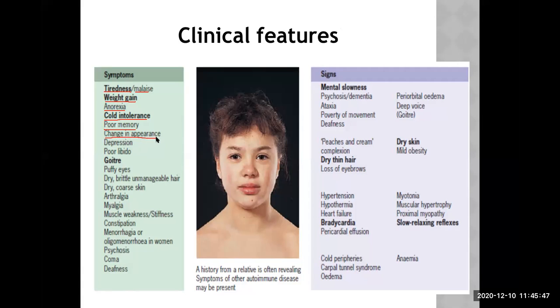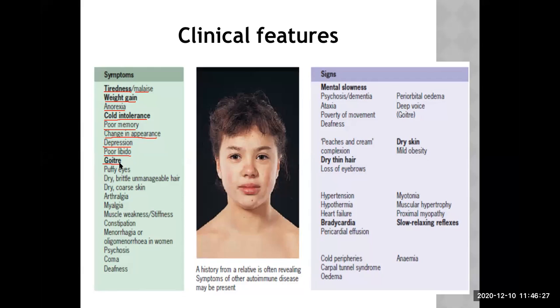Change in appearance, this is called coarse appearance, because of the deposition of connective tissue substance on the face. The facial appearance is not normal. It looks like a puffy face, like a swollen face. But remember, this is not a fluid collection. This is mucopolysaccharide collection around the eye and on other areas of the face. Depression is an important feature. Poor libido, there is a decreased sexual desire.